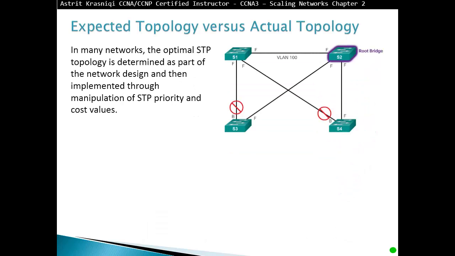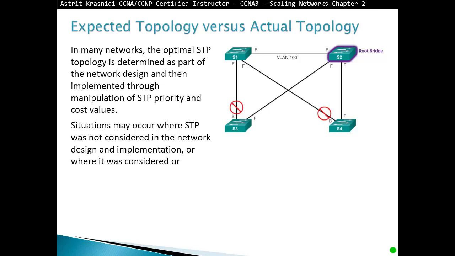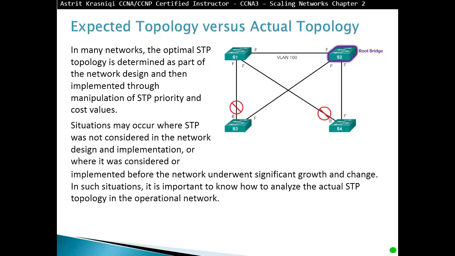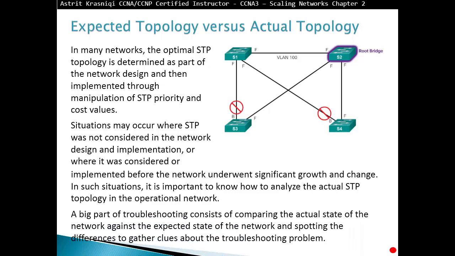In many networks, the optimal spanning tree protocol topology is determined as part of the network design and then implemented through manipulation of spanning tree priority and cost values. Situations may occur where spanning tree was not considered in the network design and implementation, or it was considered or implemented before the network underwent significant growth and change. In such situations, it is important to know how to analyze the actual spanning tree protocol topology in the operational network. A big part of troubleshooting consists of comparing the actual state of the network against the expected state and spotting the differences to gather clues about the problem.